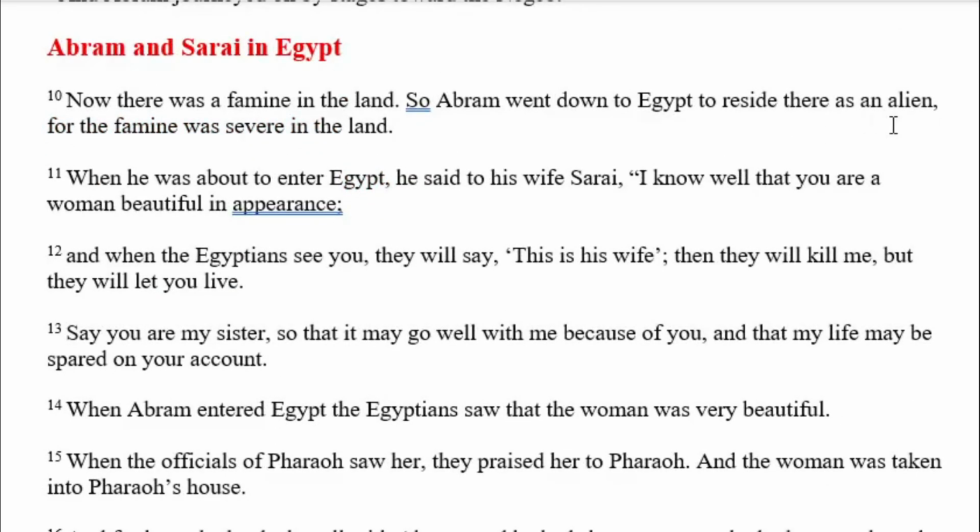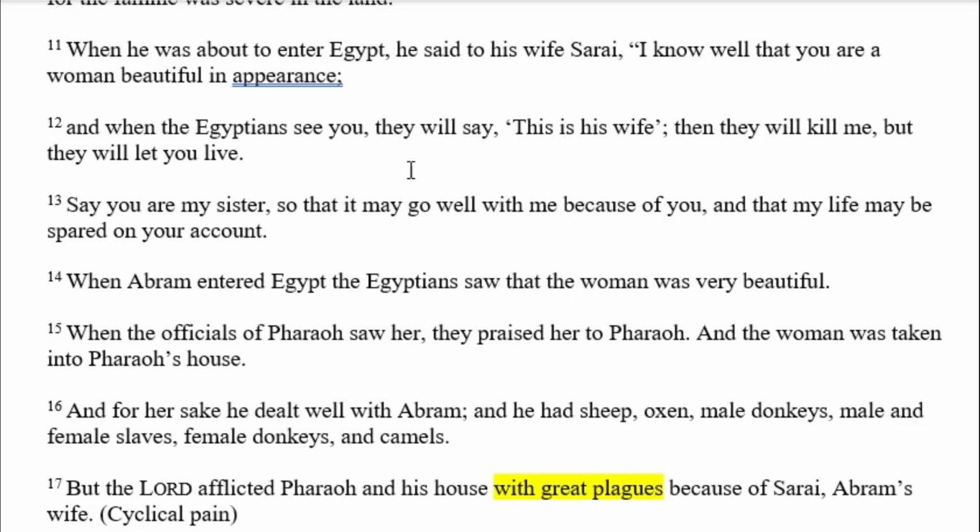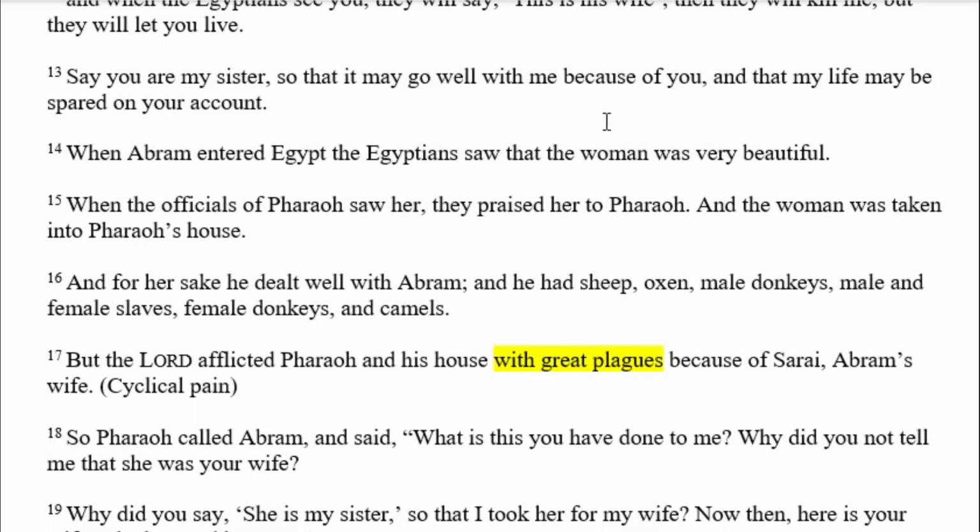As we get down. So what happens here is we go to Egypt to reside as an alien, and there was a famine, severe in the land. So when he was about to enter Egypt, he said to his wife, I know well that you're a woman beautiful. So where he's been put, there's a famine. So they went to reside in Egypt because of the famine. But he's afraid. He says, this is his wife, and then they'll kill me, but they'll let you live. So tell them you're my sister.